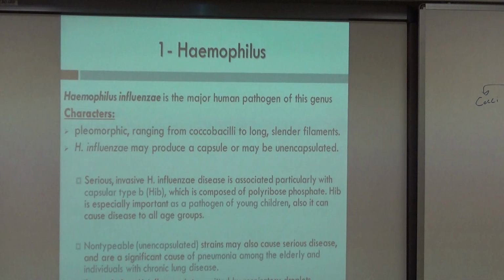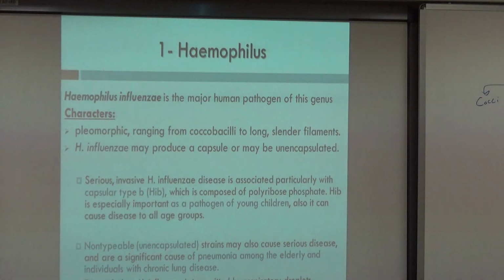Some Haemophilus strains are able to synthesize capsules, and some other strains are unable to. One of these strains is called Haemophilus type B, which is the most virulent strain. This strain is a specific pathogen that infects young children, with a target age of about 1 to 5 years. Some other strains that are unencapsulated can also lead to serious diseases, for example pneumonia, especially in elderly patients, and chronic lung diseases.